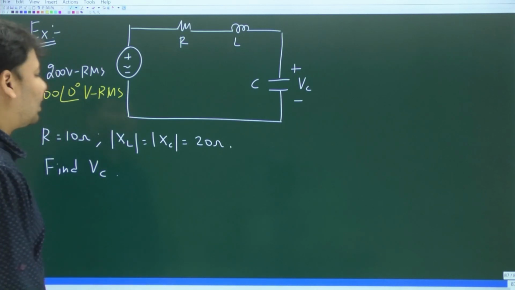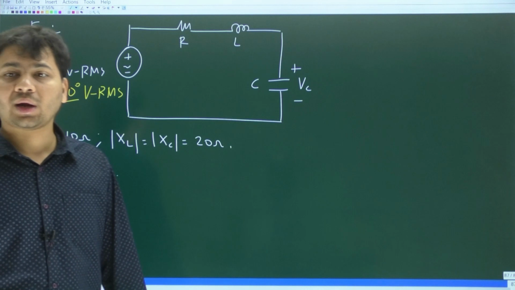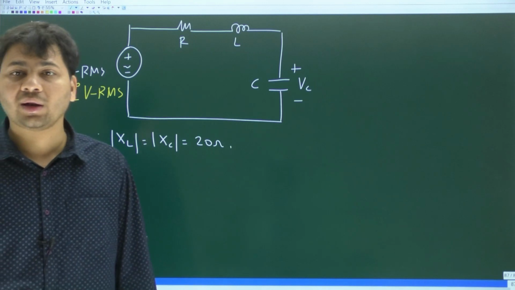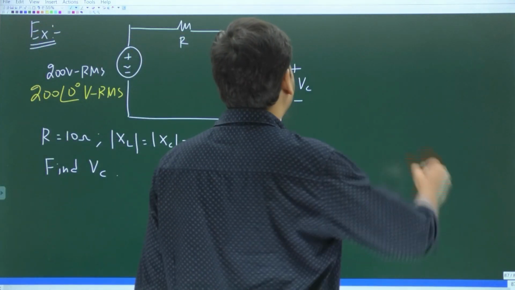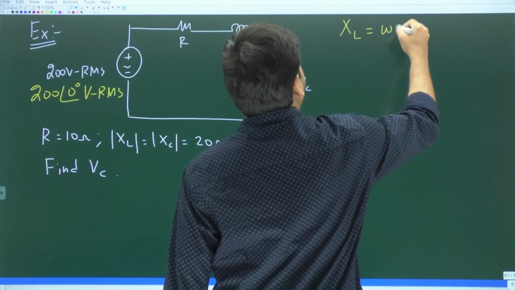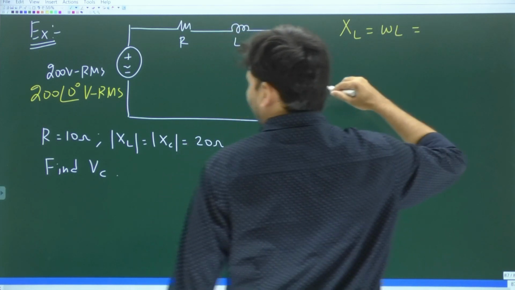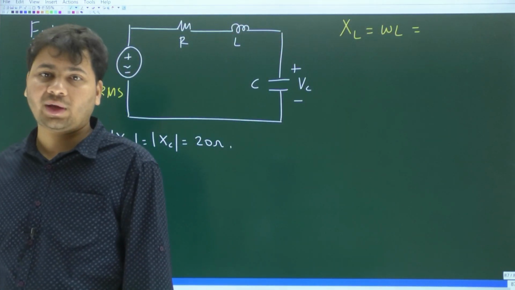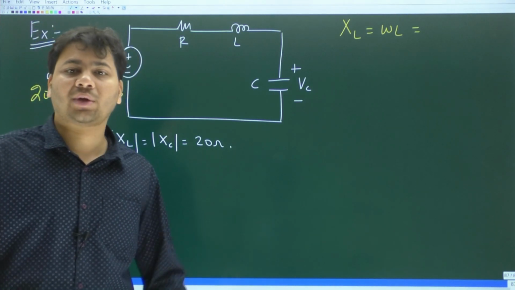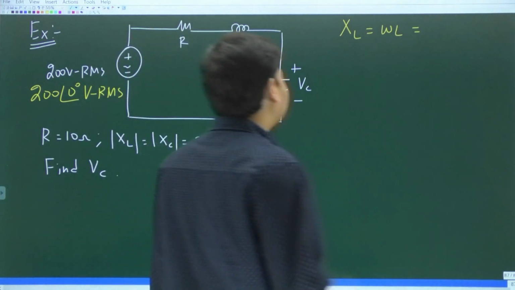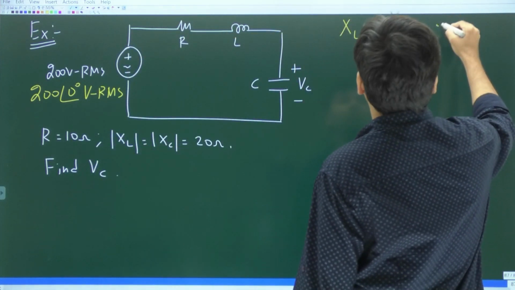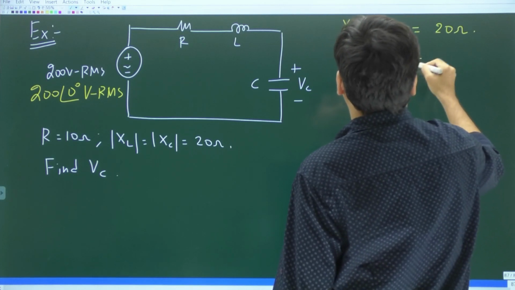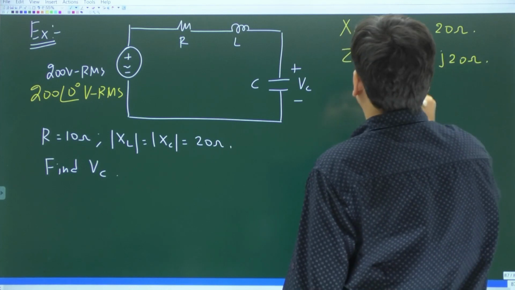Now you know XL and XC are the reactances of the inductor and the capacitor. What is the impedance of an inductor? j omega L. Omega L is XL, and it is always positive. Inductive reactance is positive; capacitive reactance is negative. So XL, which is omega L, is 20 ohms. So ZL will be j times XL, which is j times 20 ohms.